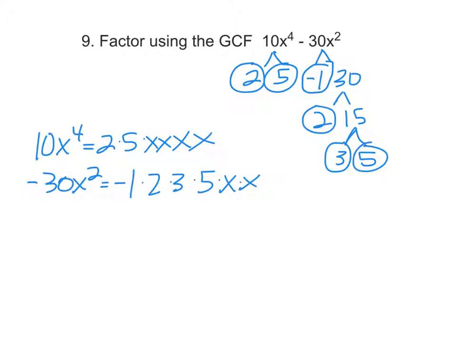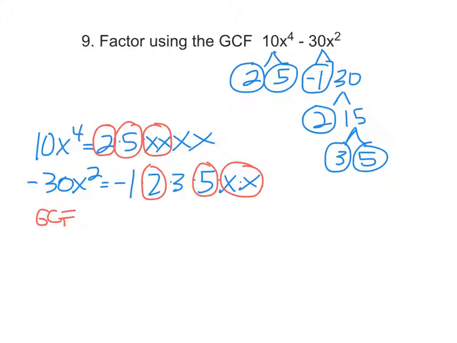Now remember, we're looking for what each list has in common. So each one of them has a 2, each one has a 5, and each one has 2 x's. So the GCF in this case, I'm going to take one row of what I just circled. So right here, for instance, 2 times 5 times x times x, our GCF is 10x squared.